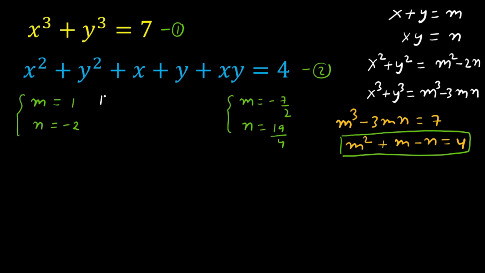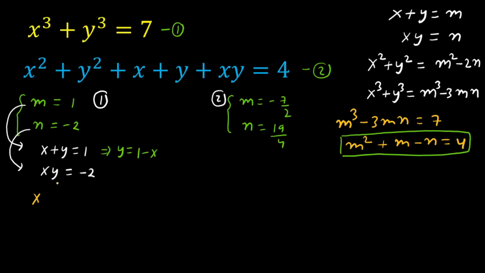Let us consider this is case first and this is case second. Here m is equal to 1 and we know that m is x plus y. So x plus y is equal to 1, and n is replaced by x into y, then x into y is equal to minus 2. Here y is replaced by 1 minus x, then x times (1 minus x) is equal to minus 2. x multiplied by 1 gives x, x multiplied by minus x gives minus x square, and this is equal to minus 2.